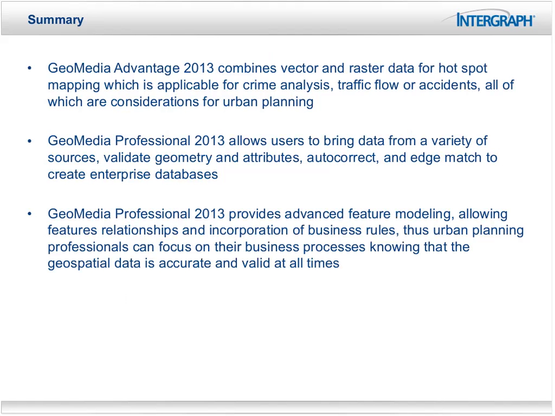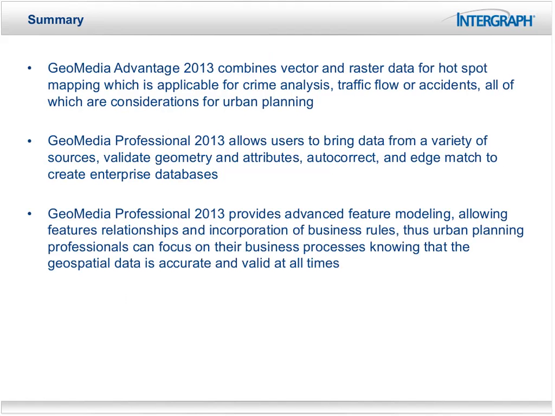Just a quick summary before we get into the Q&A. We're talking about urban planning and modeling using GeoMedia. With GeoMedia Advantage, what you've got there is the combination of vector and raster analysis. In this particular example, we were showing hotspot analysis. Things that you can do with that are crime, traffic flow, traffic accidents, all types of things that need to be considered when doing urban planning.